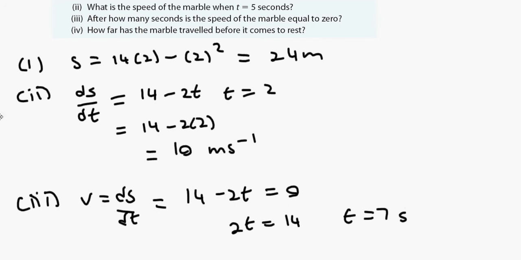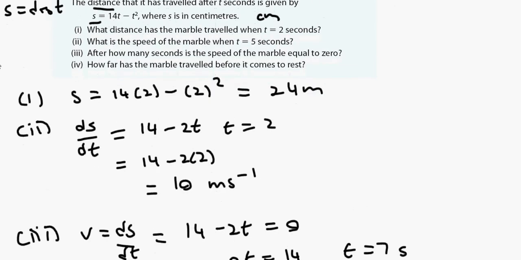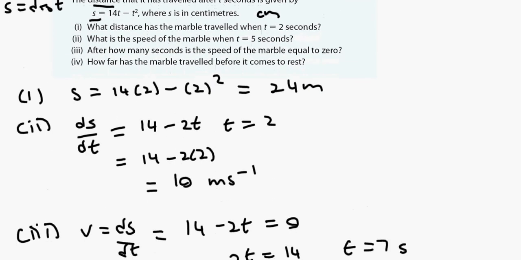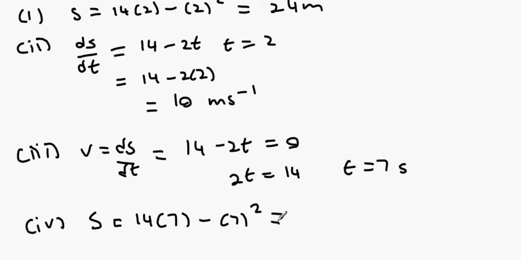Okay, it comes to rest in 7 seconds time, which means it has 7 seconds to travel. So if we put this into the distance formula, we should find out how far it actually will travel. So s is equal to 14 times 7, because that's the distance formula, minus 7 squared. What we get here is 7 times 14 minus 49. We get 49 meters. Nice, easy question there.